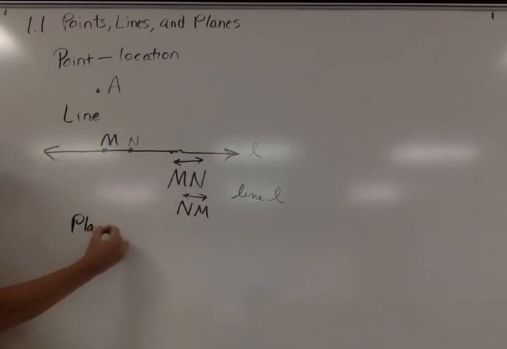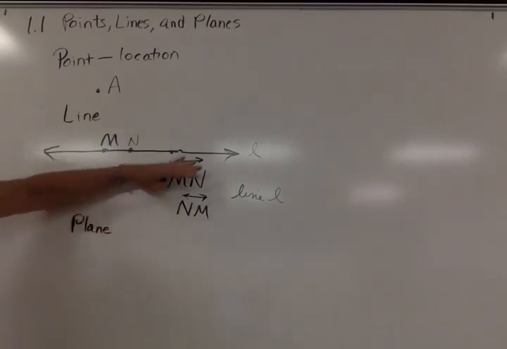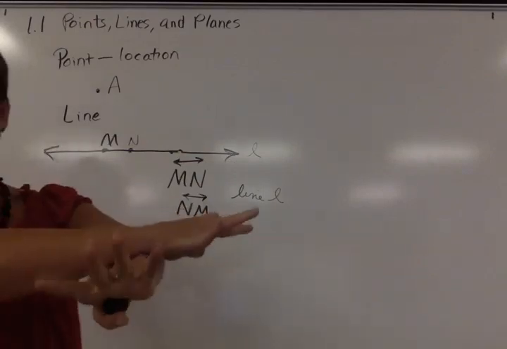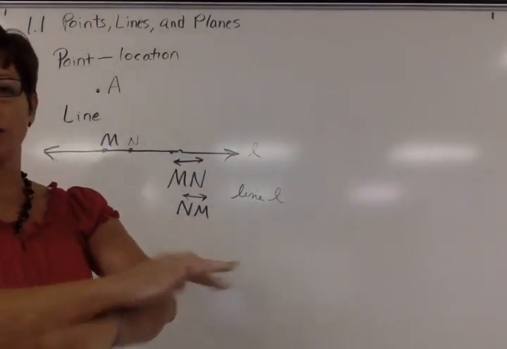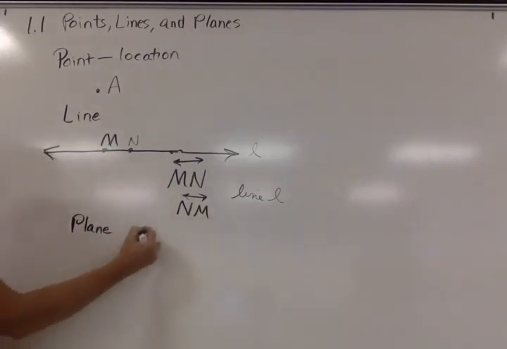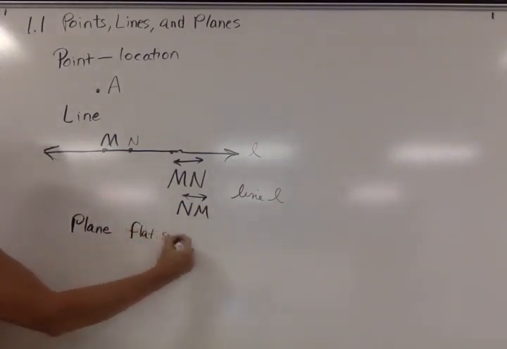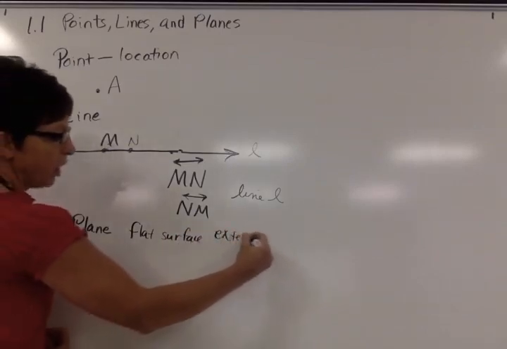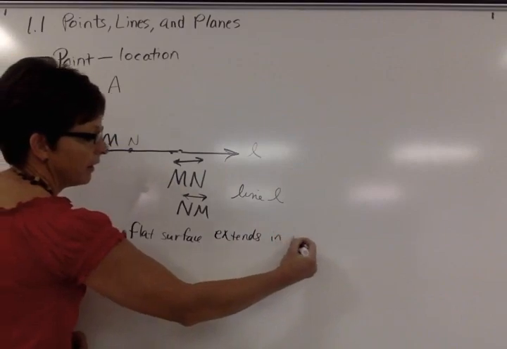Now, when I try to put more than one together, that's when we get to our next term, which is the term plane. A plane is when I put more than one intersecting line together. When I do that, I create a flat surface. A plane is a flat surface that extends in all directions.